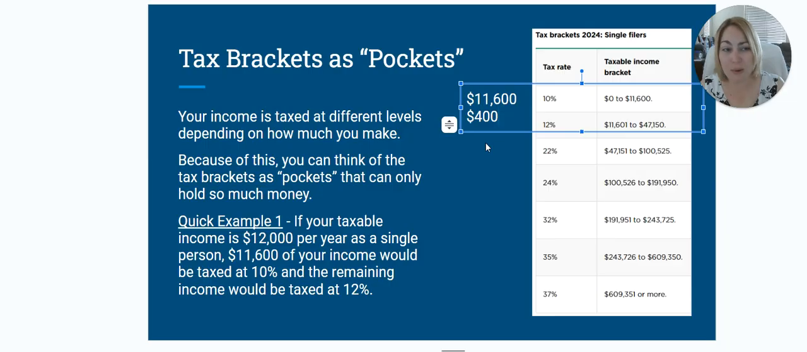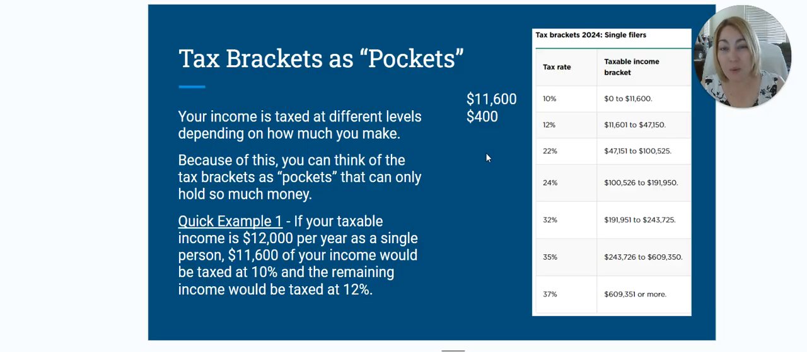That begs the question of how much are you actually paying in taxes? Are you paying 12% of $12,000? No, you are paying 10% of $11,600 and 12% of $400. You would add those two numbers together, and that would tell you how much you're actually paying in taxes total. Okay? Now, how do we figure out how much we're paying in taxes? Well, we can do that by multiplying by the percent as a decimal.